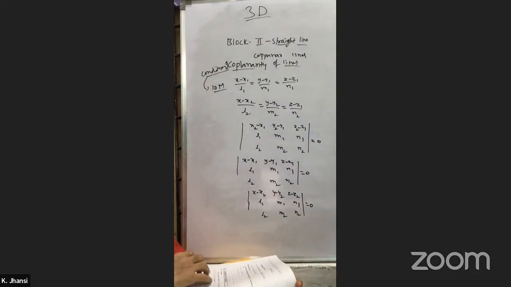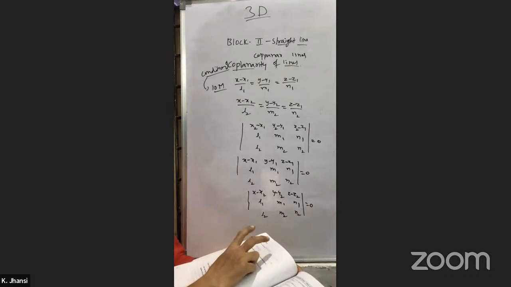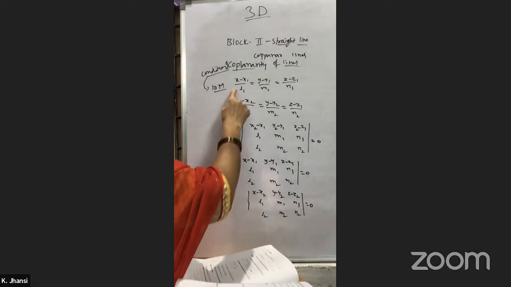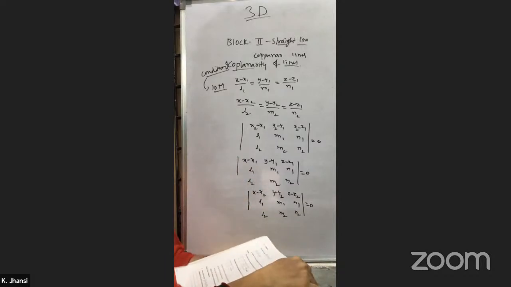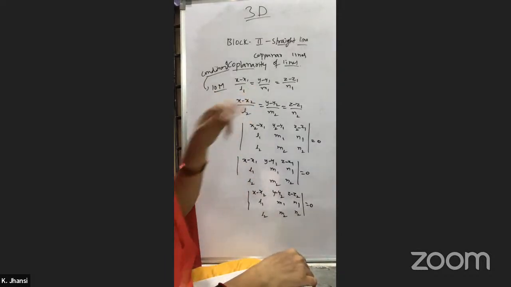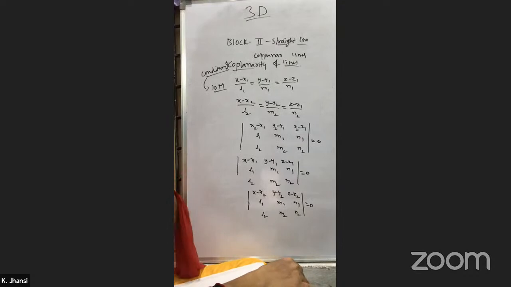Some types of questions will have these two line equations not in symmetrical form. We have just seen the unsymmetrical form, no? That is, as two plane equations.